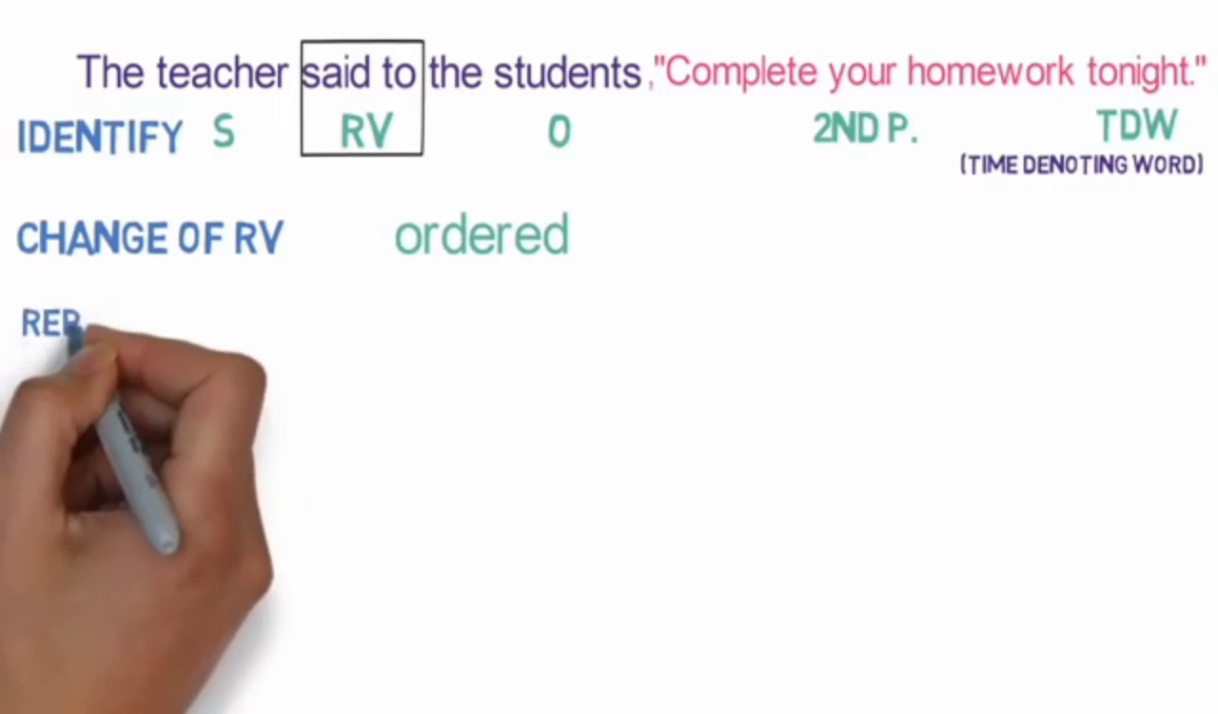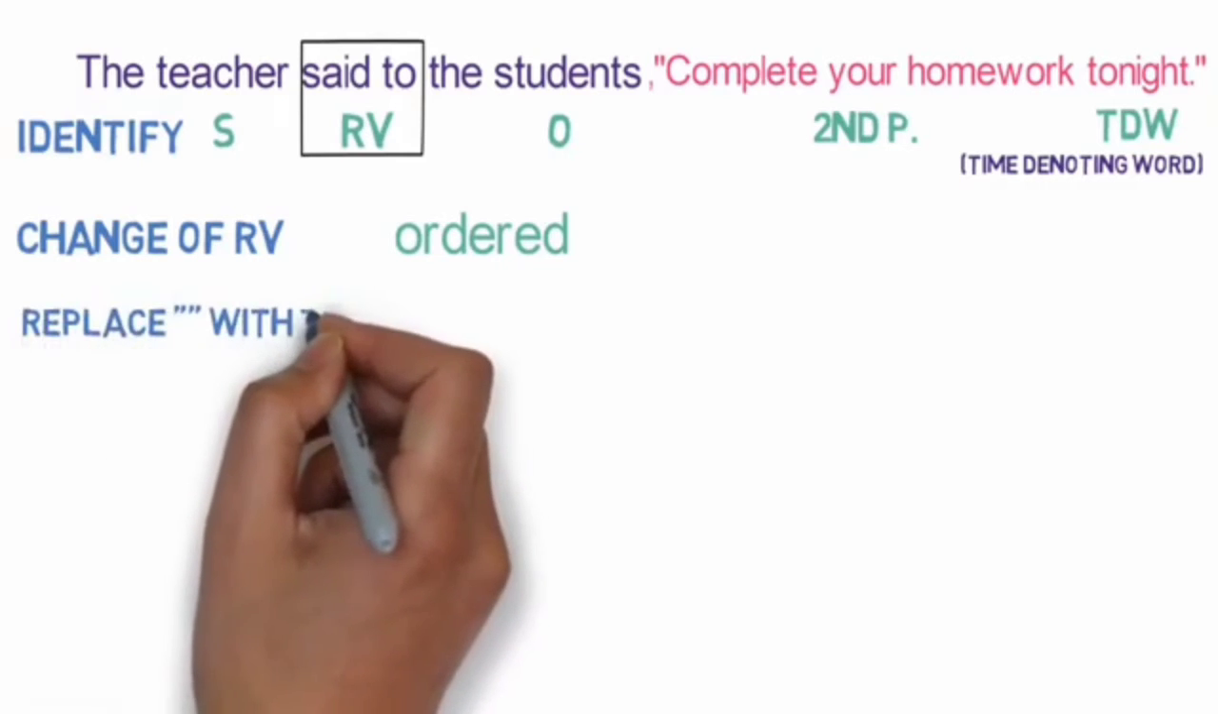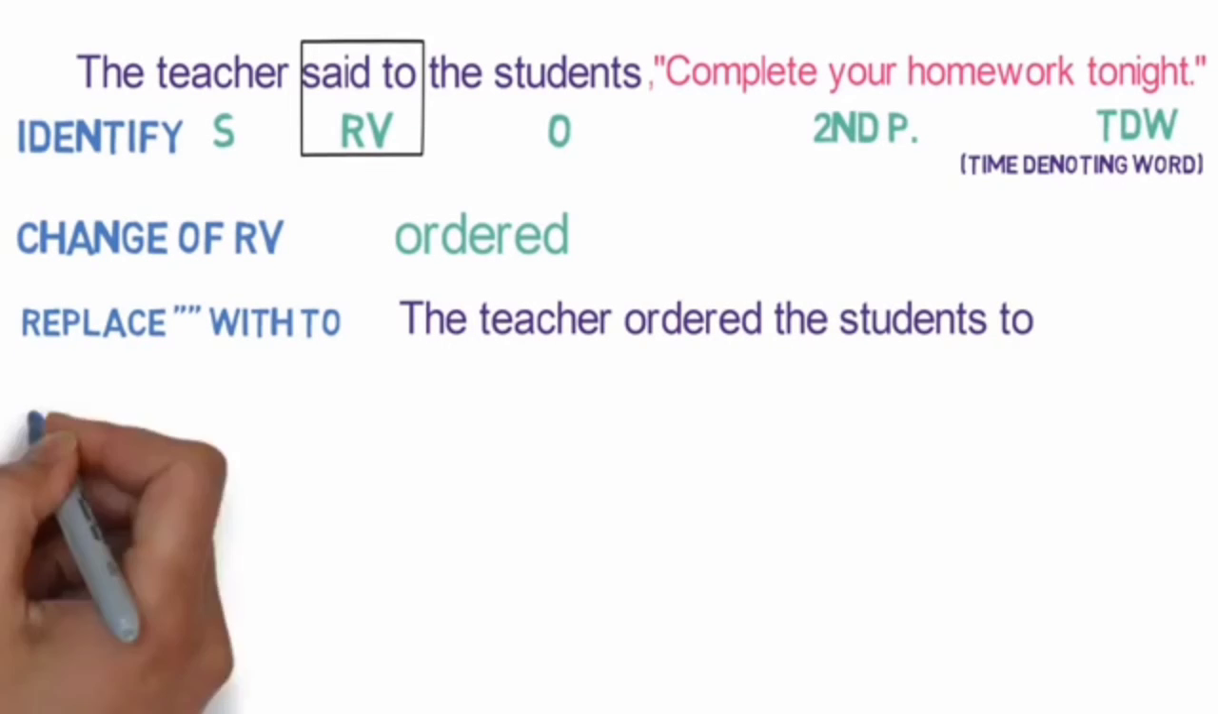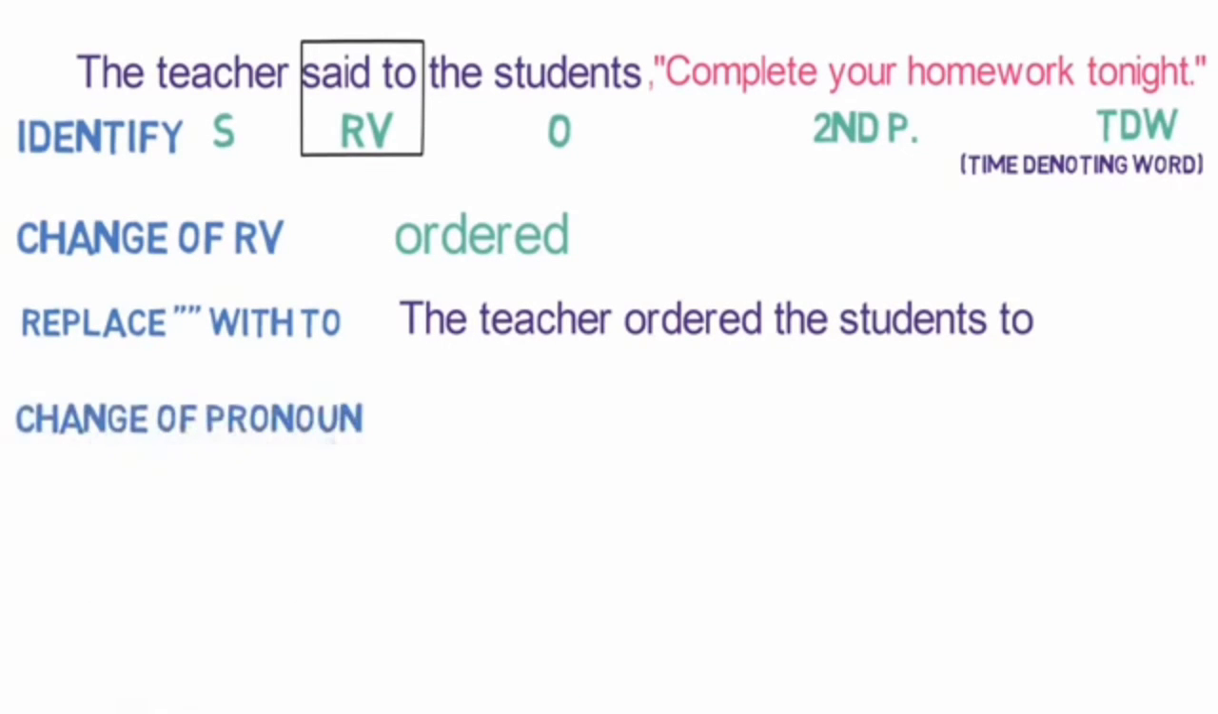Step 3 is to replace the inverted comma with to. So the sentence will become like this. The teacher ordered the students to. Step 4 is the change of pronoun. Here your is in second person and object is students. So your will be converted to their.